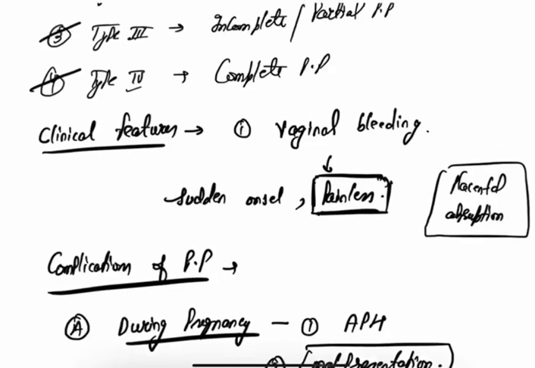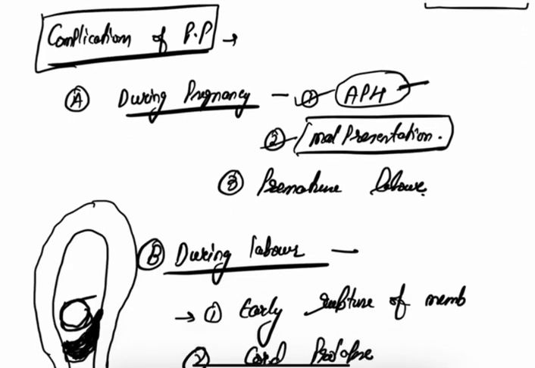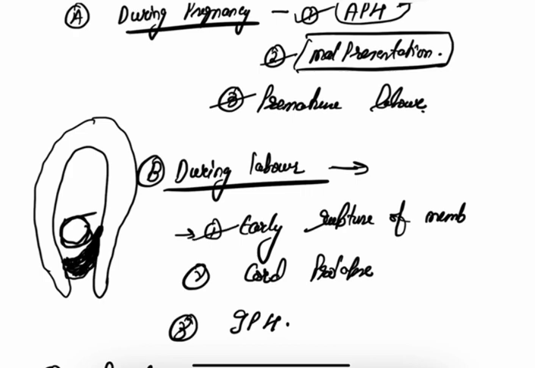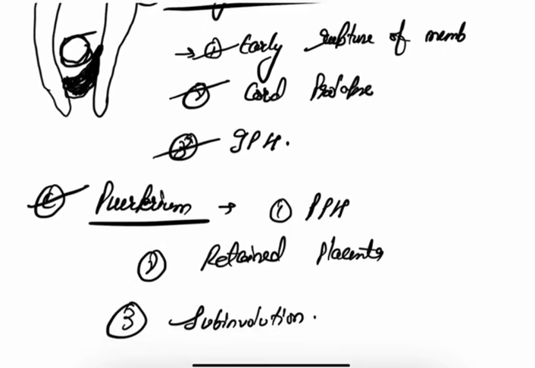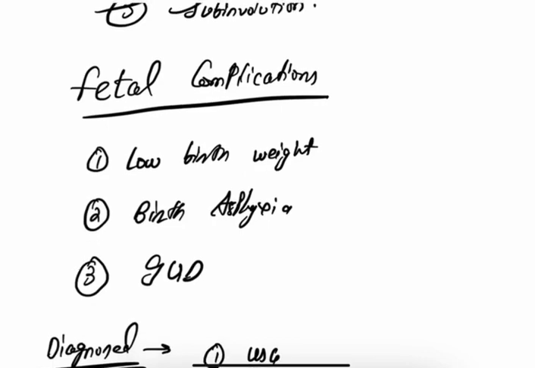So what are the complications of placenta previa? During pregnancy, it can cause antepartum hemorrhage. It is the most common presentation of placenta previa. The patient will come to us with bleeding. It can cause malpresentation and premature labor. During labor, it can cause early rupture of membranes, cord prolapse, and intrapartum hemorrhage. After delivery, that is in puerperium, it can lead to postpartum hemorrhage, retained placenta, and subinvolution of the uterus.